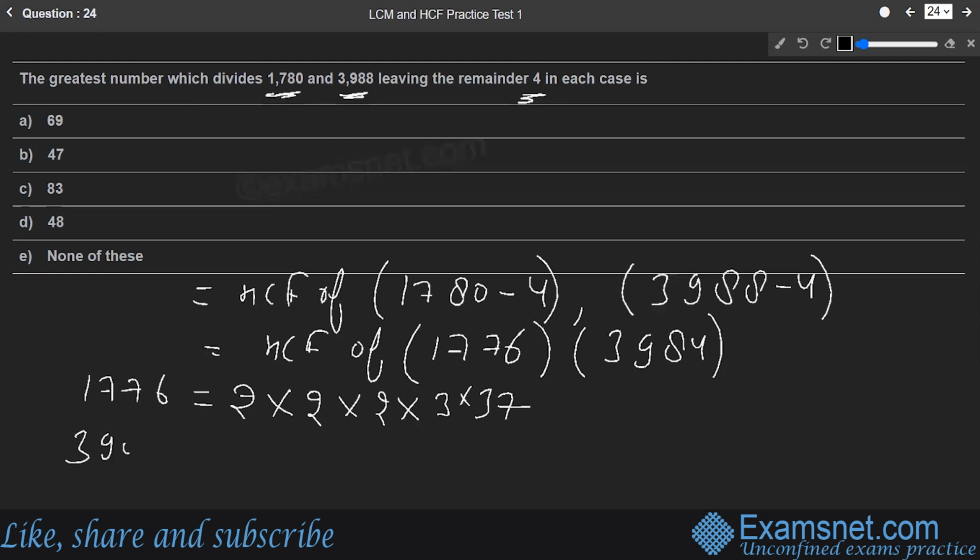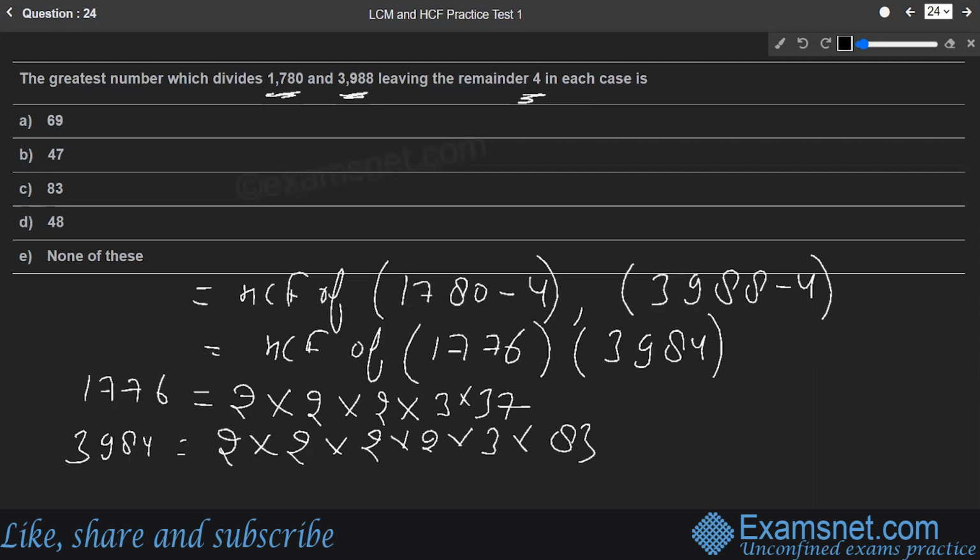Let us do the factors of 3984. Obviously, 3984 can be divided by 2. The quotient is 1992. That can again be divided by 2, the quotient is 996. Again by 2, the quotient is 498. Again by 2, the quotient is 249. Now this 249 cannot be divided by 2, so we have to divide by 3. Then we are left with 83. So 83 and 37 are both prime numbers. So these are the factors only.